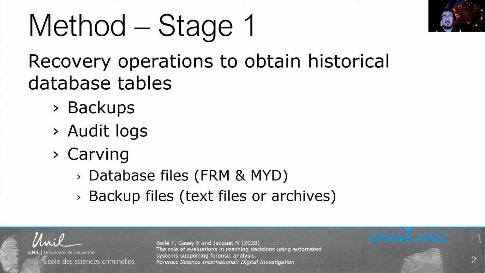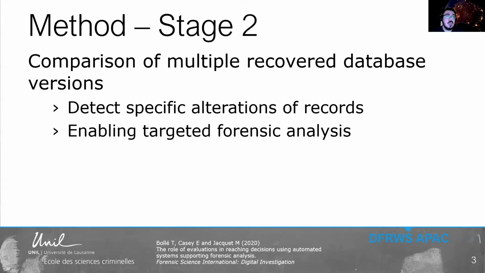Once we have those multiple versions of the database, the idea is to compare those different versions to find some records that could have been altered. We can find some records that are present in only one version of the database, or we could also find some records that have the same primary key but different values. The idea is really to target some records that could be of interest for more in-depth analysis.